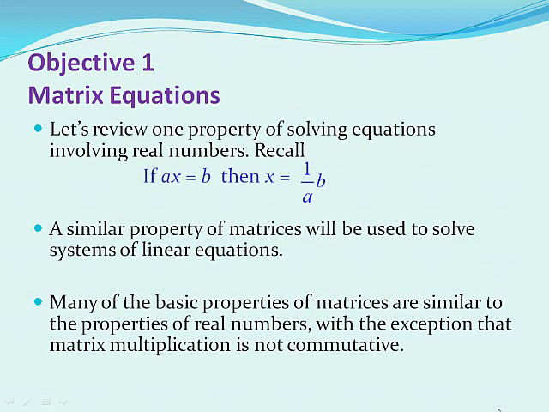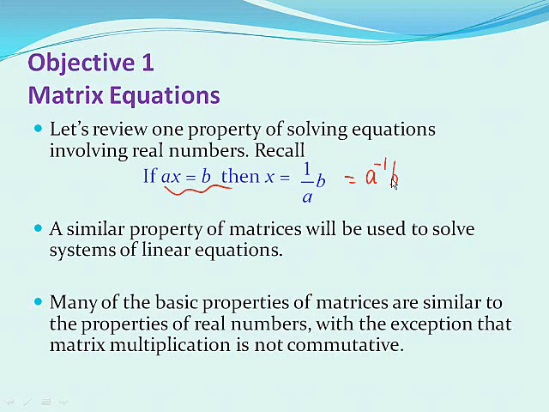Matrix equations. Let's review one property of solving equations involving real numbers. If we have ax equal to b, we can write x as 1 over a times b, which is also written as a to the power negative 1 multiplied with b. A similar property of matrices will be used to solve systems of linear equations. Many of the basic properties of matrices are similar to the properties of real numbers, with the exception that matrix multiplication is not commutative.